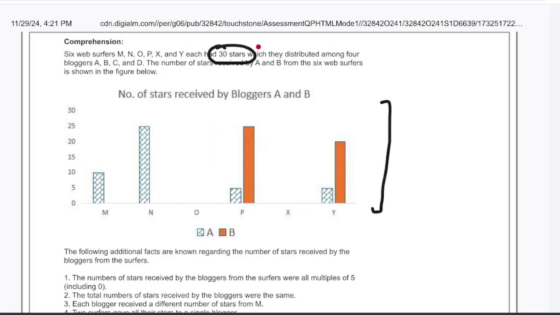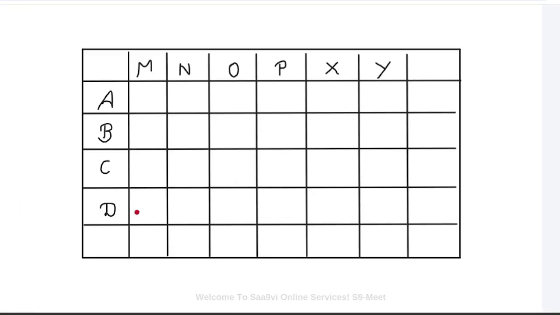The first information they have given to us is that they all have 30 stars. So M has 30 stars, N also has 30 stars. Let's write total here. O 30, P 30, X 30, Y also 30. So in total, if I add all of them, it becomes 180.